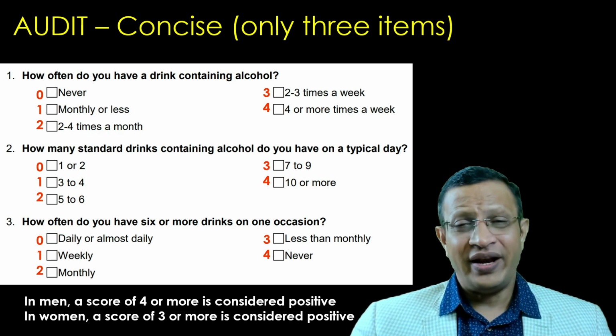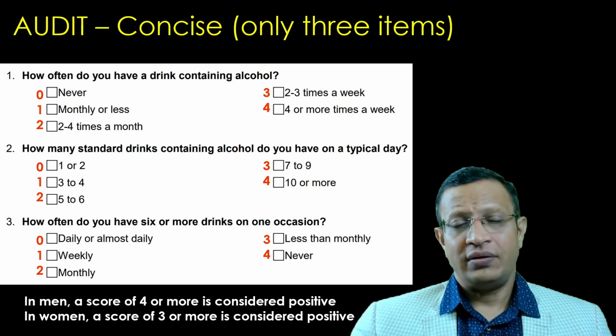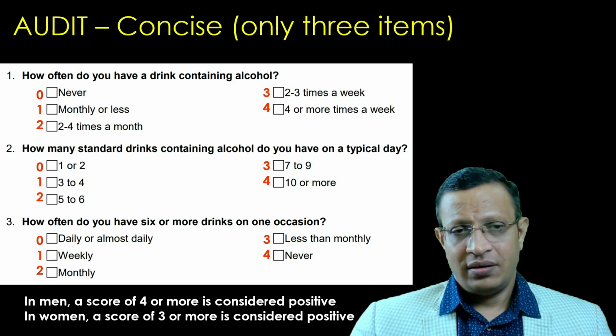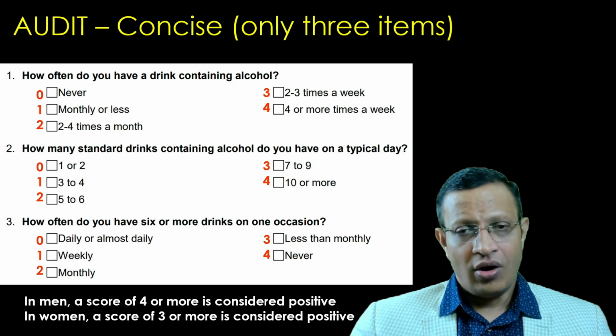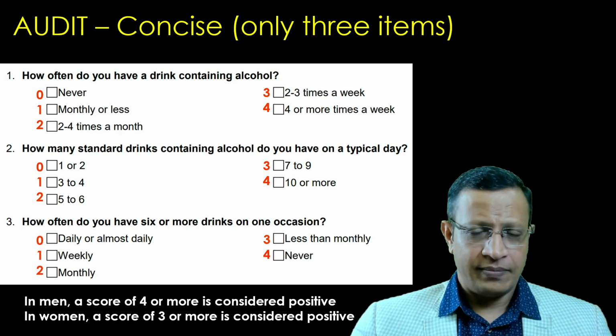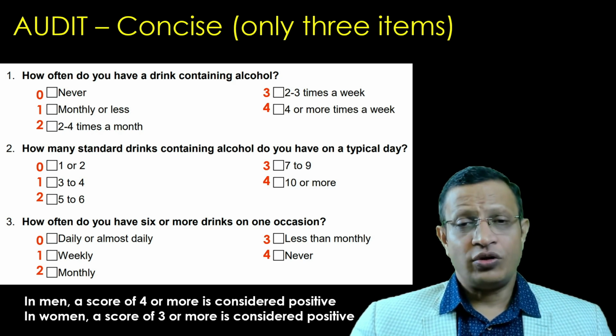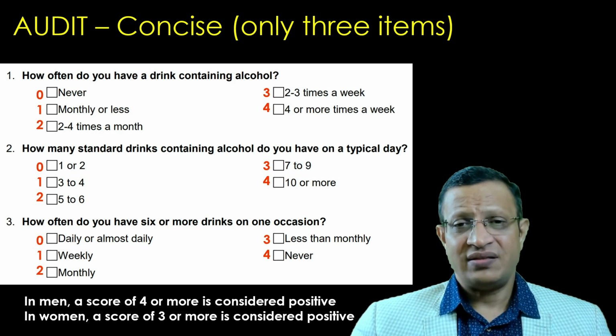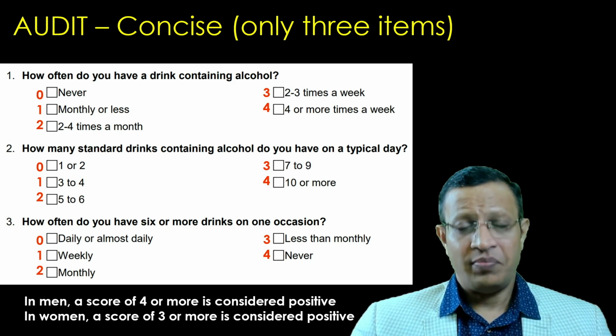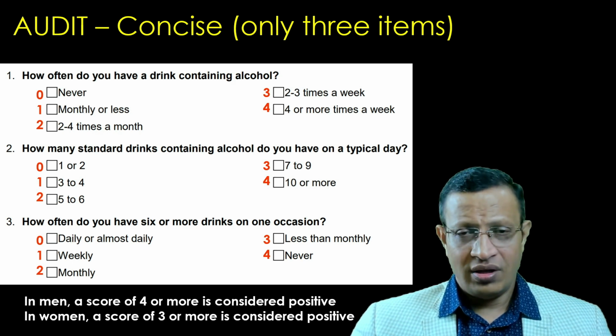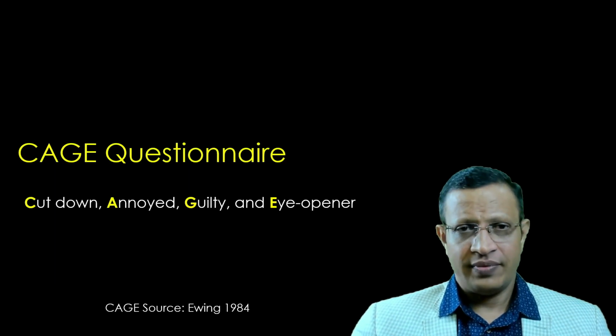6 times 30 comes to 180 ml. That means, how often in the past month or in a week is he using more than a quarter per day. If he has scored 4 or more, that means he requires professional help. For a woman, if she has 3 or more, then it is considered positive.